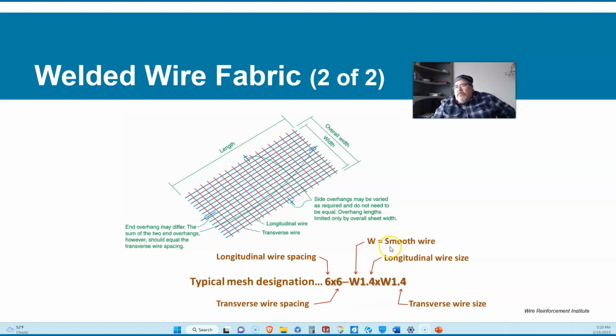W1, the W referring to a smooth wire. .4 referring to the longitudinal wire size, .4 being the actual wire size. So W1.4 by W1.4. So it's wire 1.4 by wire 1.4. You could have different thickness wires going in different directions. So this is how welded fabric is identified.